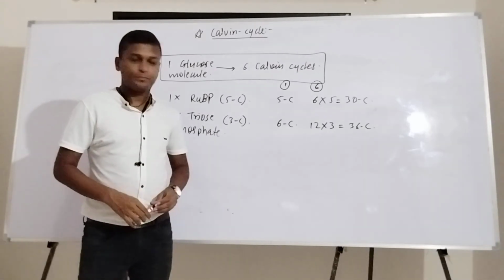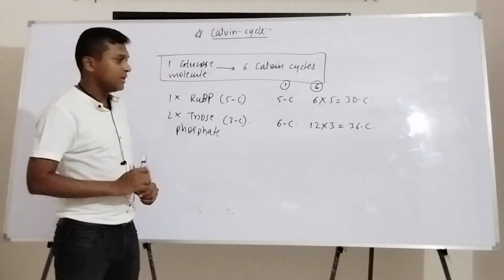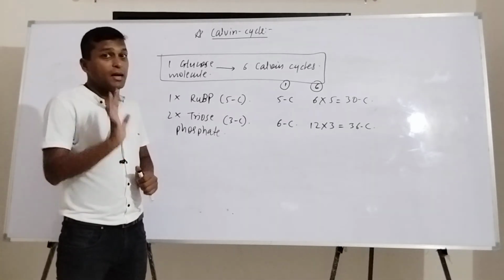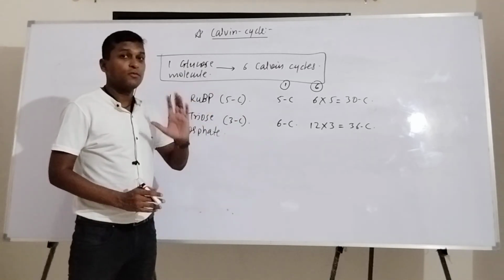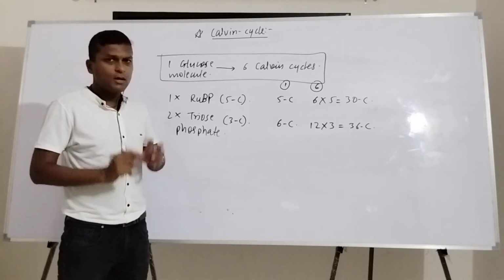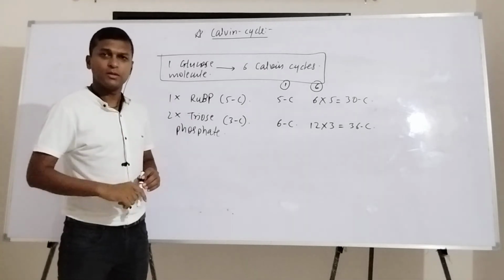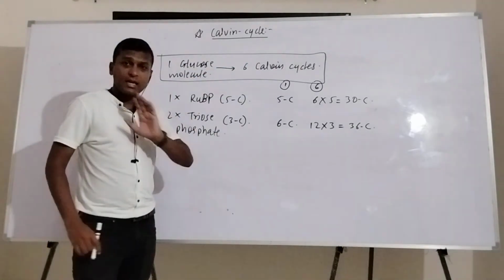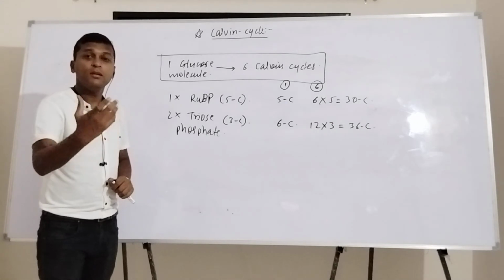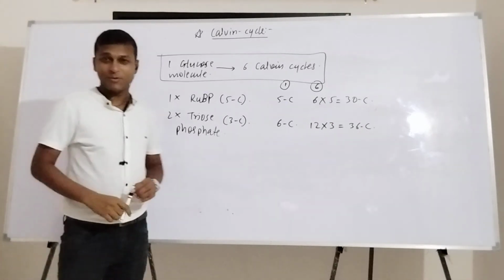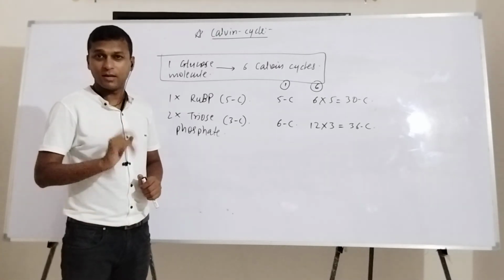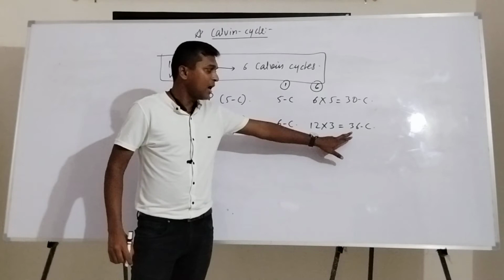Now think for a second. When we say that triose phosphate molecules are used for the production of glucose, and at the same time they are used for the regeneration of ribulose bisphosphate, or RUBP, how can both of these happen? For a very simple reason. 6 Calvin cycles are used for the production of one glucose molecule, correct? How many carbons are there in one glucose molecule? In one glucose molecule, 6 carbon will be there, correct?